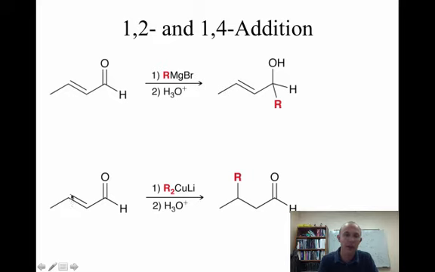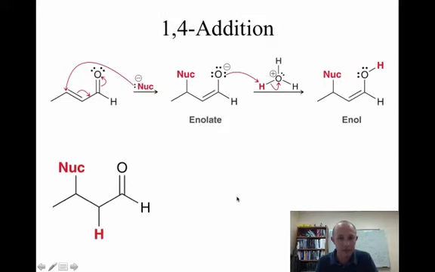weaker bases, stabilized bases, will add to the beta carbon, so we get a new carbon-carbon bond here, which can be really useful. So, as I mentioned, 1,4 addition, the nucleophile like the cuprate is going to attack the beta carbon. This double bond moves over, this double bond moves over, we get an enolate. Enolates get protonated to form the enol, which rapidly tautomerizes. So this is why it's called a 1,4 addition. We have something added to 1 and 4. It appears as though something just added across the double bond. That's because this hydrogen moved through tautomerization from the oxygen down to the carbon.